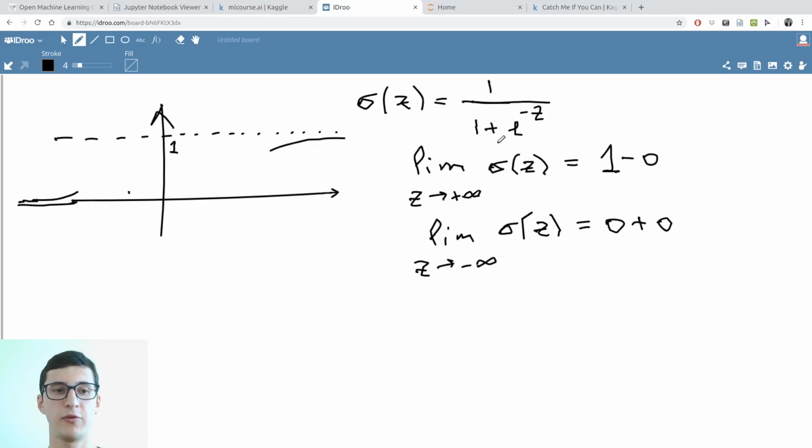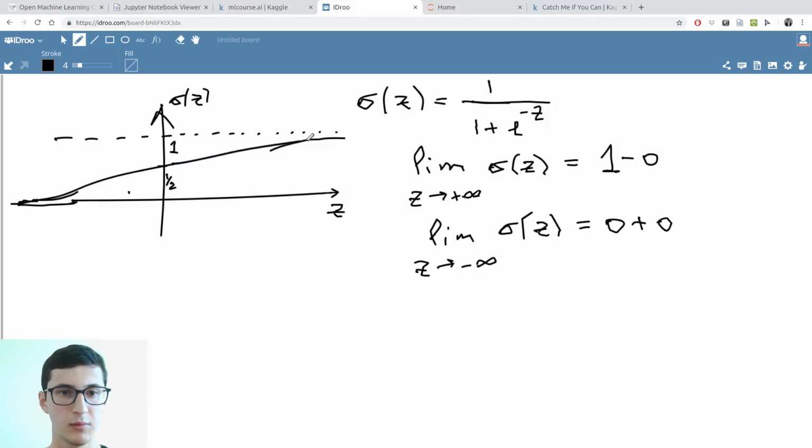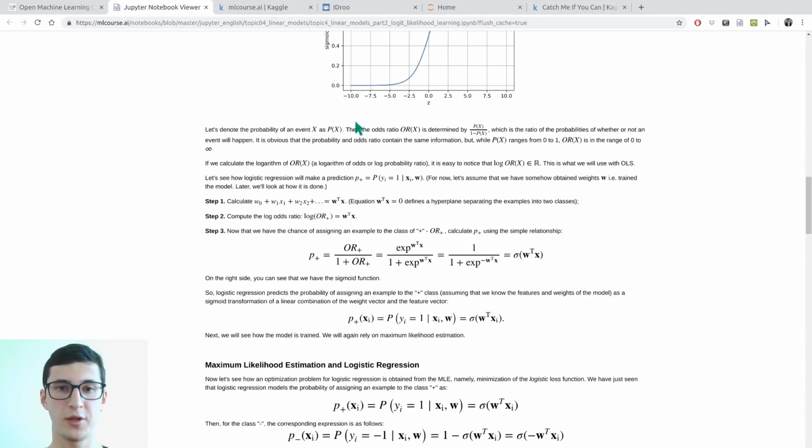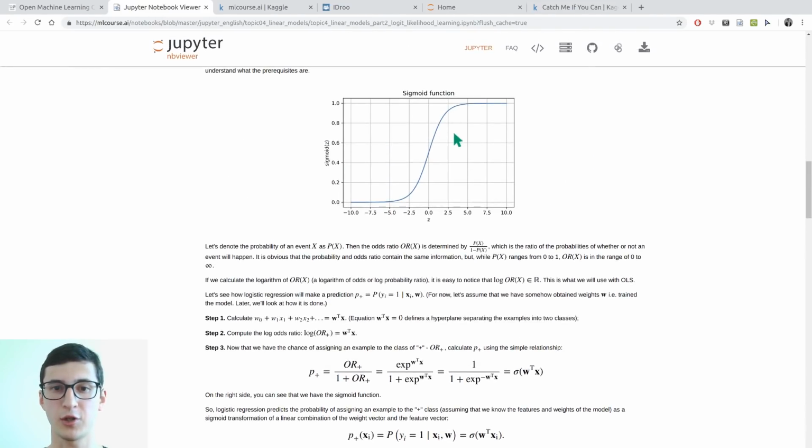Okay, and a bit more analysis. When z is equal to 0, then e to minus 0 will be 1, and the expression will be equal to 1/2. 1/2 here when z is equal to 0. So this is z, this is sigmoid of z. Okay, and so it looks something like this. All this picture. So here is the sigmoid function.